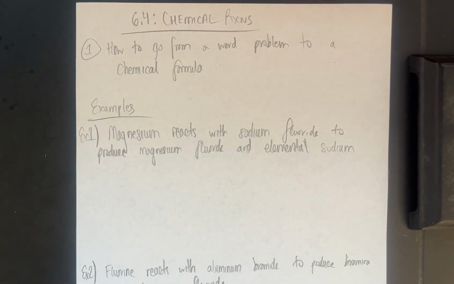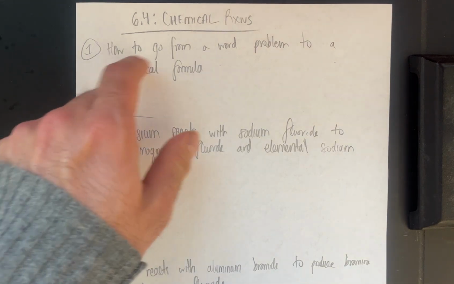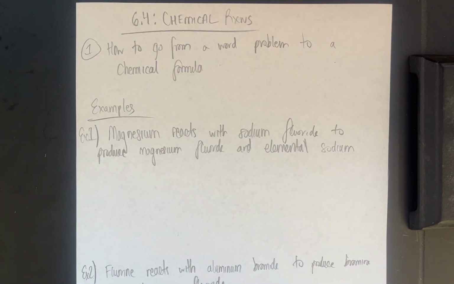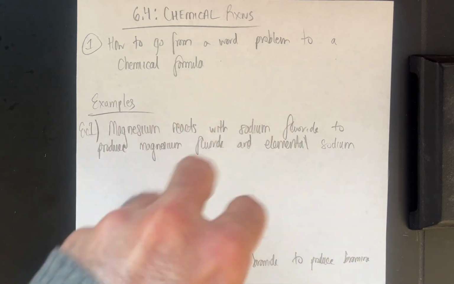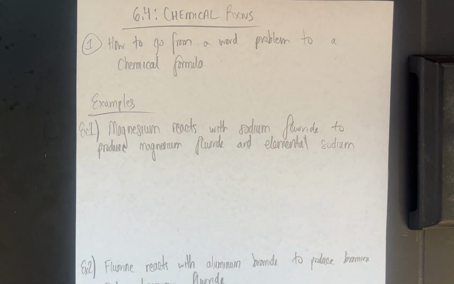All right, this is 6.4, chemical reactions. And there's only one topic in this one, how to go from a word problem to a chemical formula. Basically what we're doing is really the thing of chemistry, which is writing out and doing chemical reactions. I've given a couple different word problems, right? And our task here is to turn these words into a chemical formula. How do you do that?